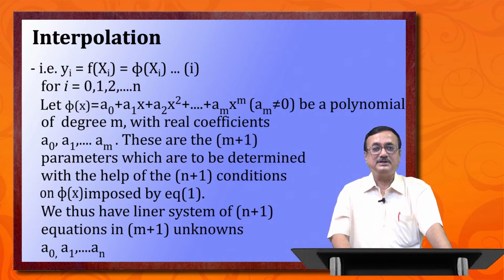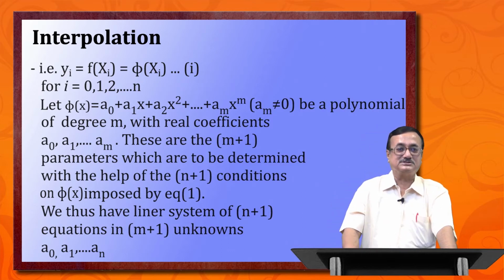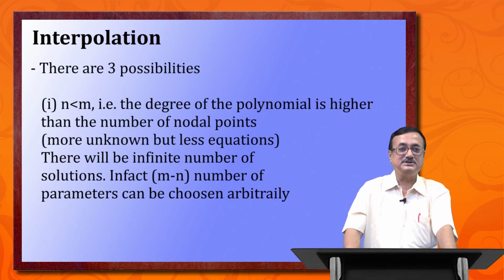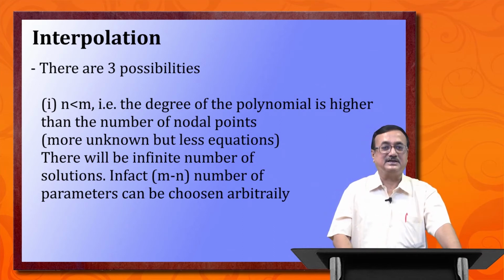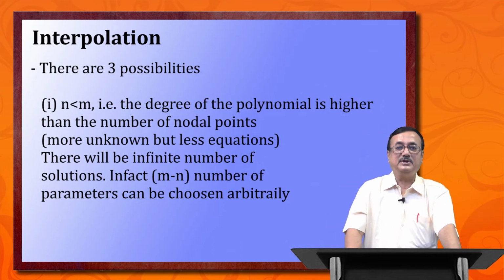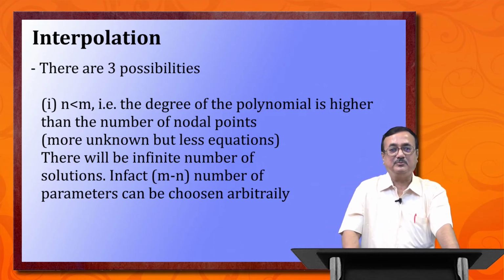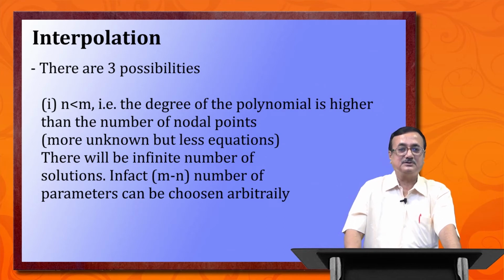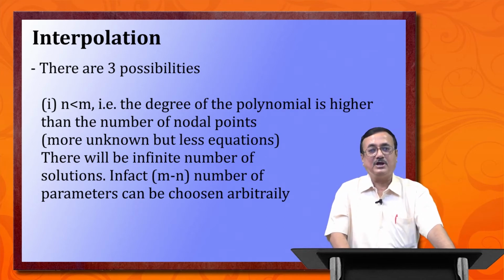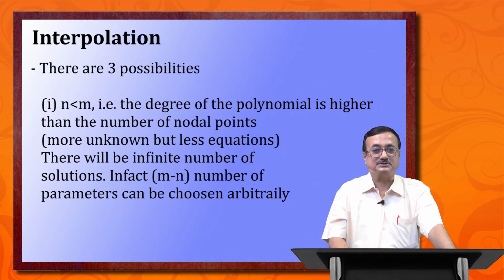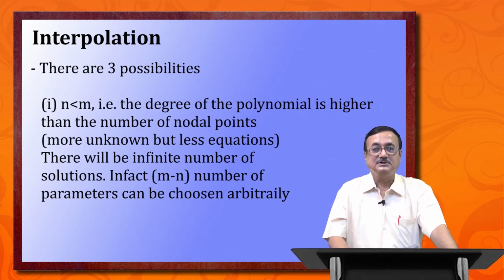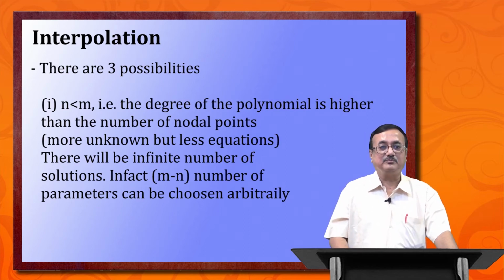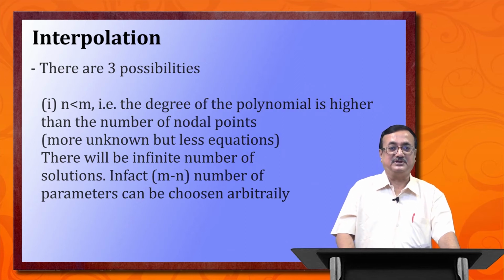Now the question arises whether n is greater than, equal to, or less than m. There may be three possibilities. Let me discuss these possibilities. First of all, let me assume that n is less than m. That is, the degree of the polynomial is higher than the number of nodal points. We are facing a situation where there are more unknowns but fewer equations. There will be an infinite number of solutions. In fact, there are m minus n parameters which can be chosen arbitrarily.